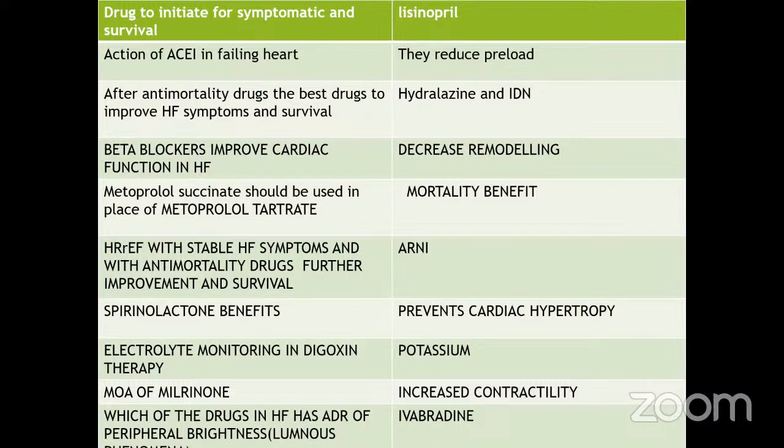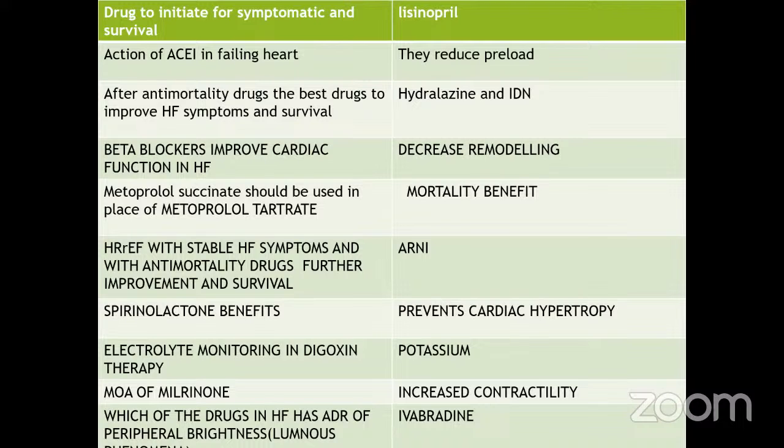What are the benefits of spironolactone? Mainly, it prevents cardiac hypertrophy and also fibrosis. It prevents digoxin-induced ventricular arrhythmias, mainly by correcting potassium problems. Mechanism of milrinone: it increases contractility because it increases calcium intracellularly.